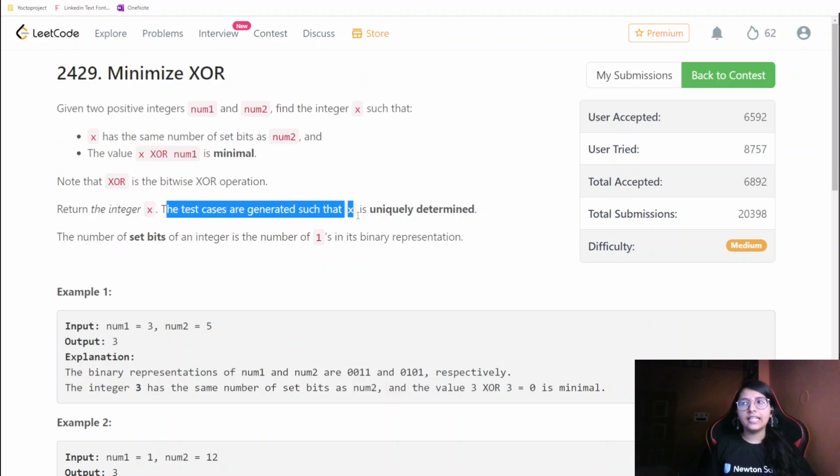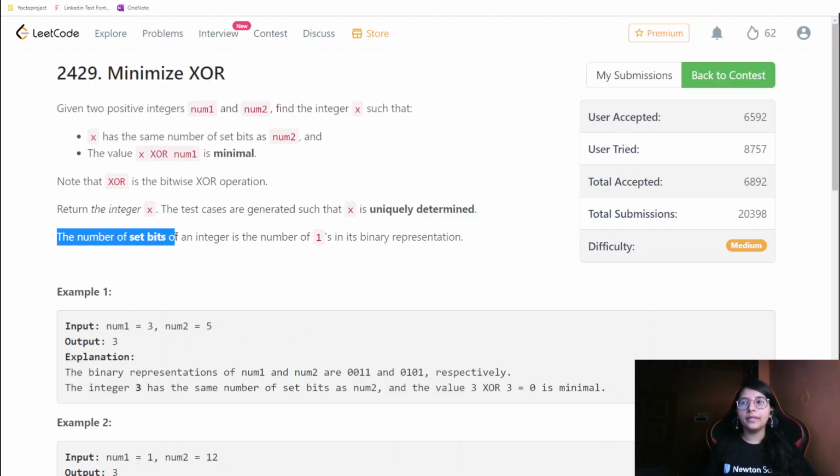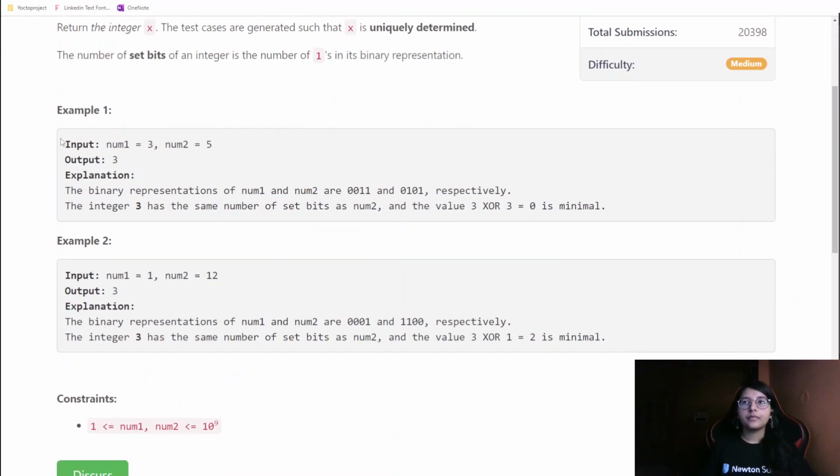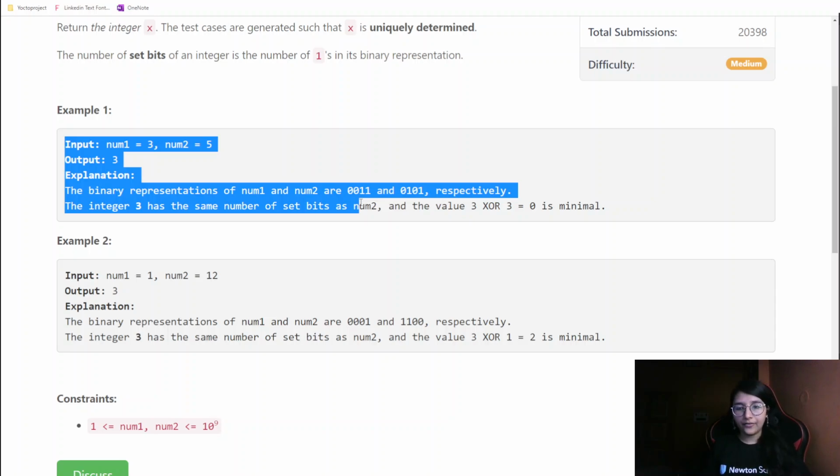The test cases are generated such that x is uniquely determined. That is, there are no duplicates, and a unique answer will always be generated. The number of set bits of an integer is the number of ones in its binary representation. They are just conveying what exactly a set bit means. Now comes the next part, the examples they have given to us.